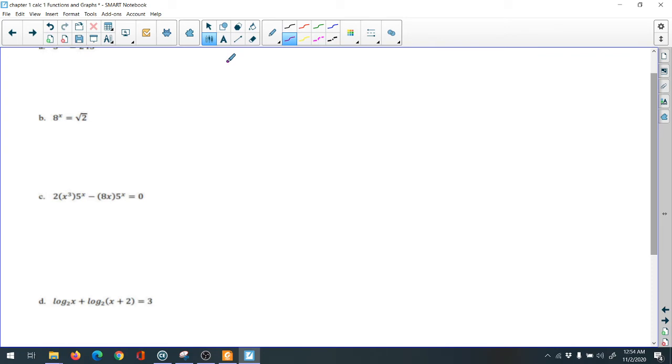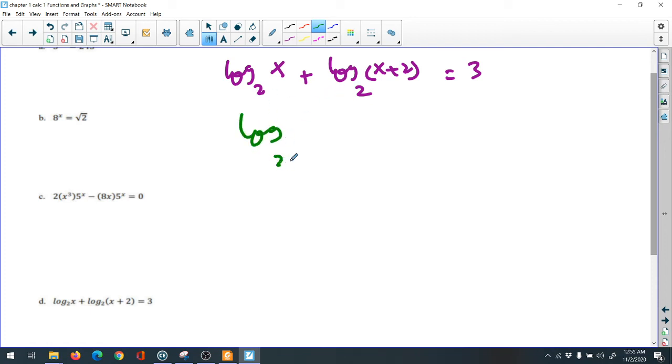Here is log of x to the base of 2 plus log of x plus 2 to the base of 2 equals 3. What happens here is, when you have the addition of two logs, you could convert the addition to multiplication if you have the same base. So what you could do here is take one log under the same base 2 of x times x plus 2.